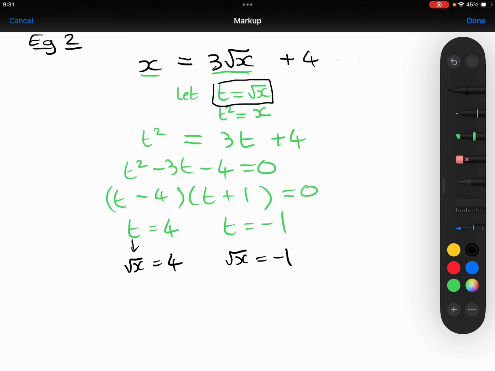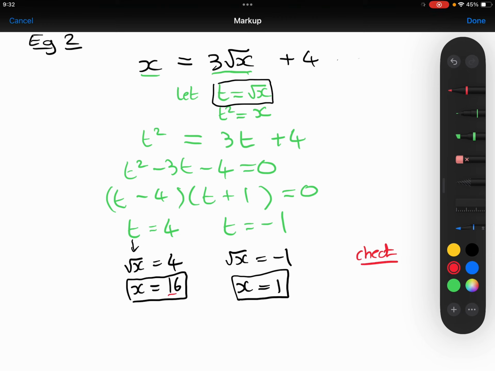So to actually work out what x is, I'm going to square both sides. So square the 4, I get 16. And I'm going to square the negative 1. Minus 1 squared will be plus 1. And let's do a quick check. Let's see, do these answers work?